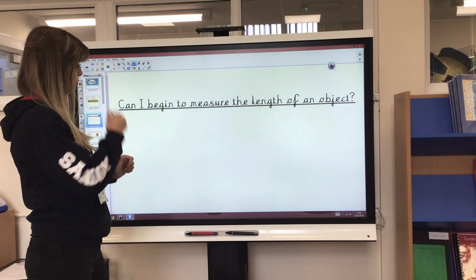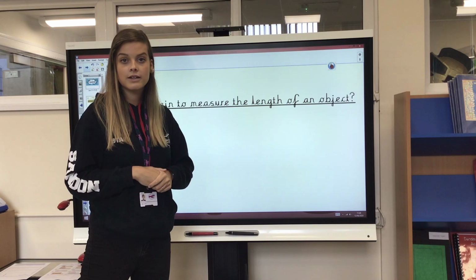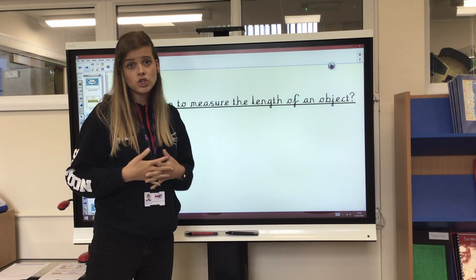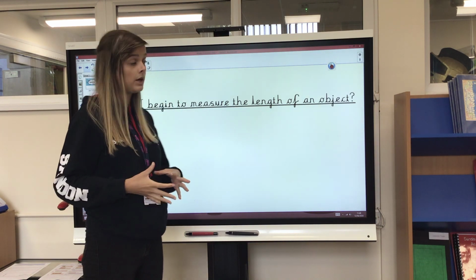So our learning outcome today is, can I begin to measure the length of an object? I don't expect you to be able to do this straight away. It is quite tricky, so please take your time all of today and during the rest of the week.